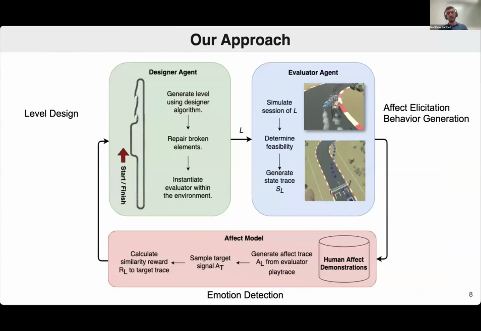But yes, this loop of designing, eliciting, and then rewarding based off emotion is repeated. And depending on what algorithm you're training for your designer agent, you either keep going until you have an optimal policy that can generate high quality tracks, or if you're using something like Go Explore, you have an archive of high performing tracks that suit your task.